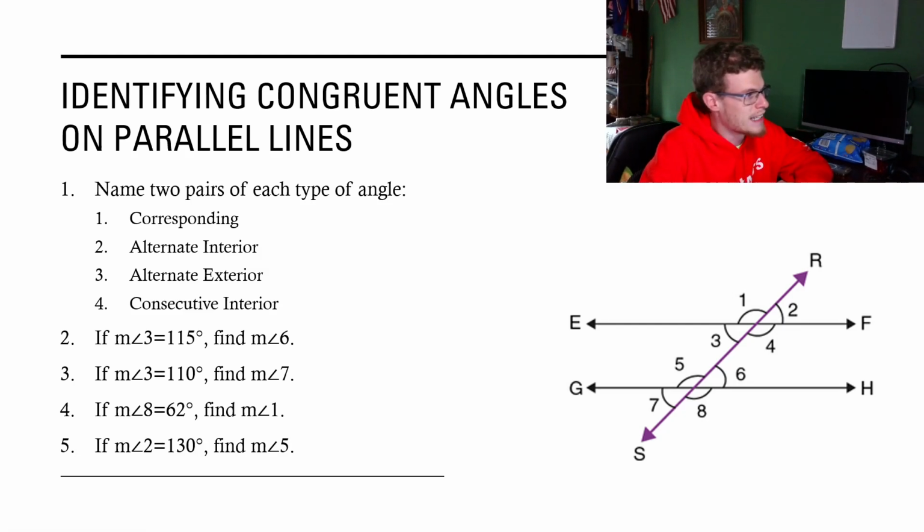First of all, identifying congruent angles on parallel lines. So how and what angles are congruent? That's what we're trying to figure out here. You do see you have two parallel lines. EF is parallel to GH. And you also have this transversal SR on this graphic here.